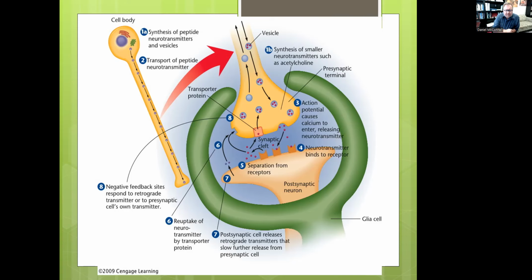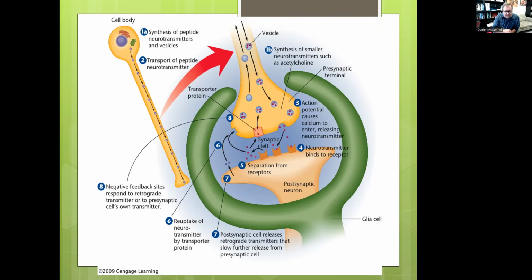So now we have step 3. If an action potential occurs, we end up with exocytosis. So here we see at step 3, the vesicles bind themselves to the terminal button cell membrane. They then dump themselves into the synaptic cleft. And again, calcium plays a role in triggering this exocytosis.